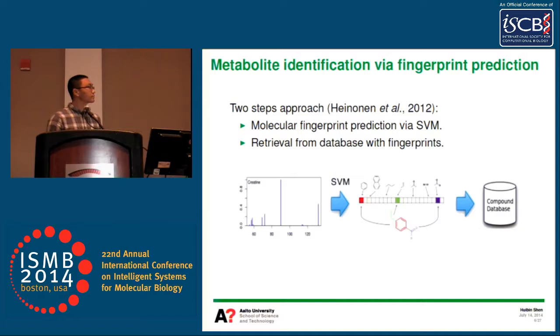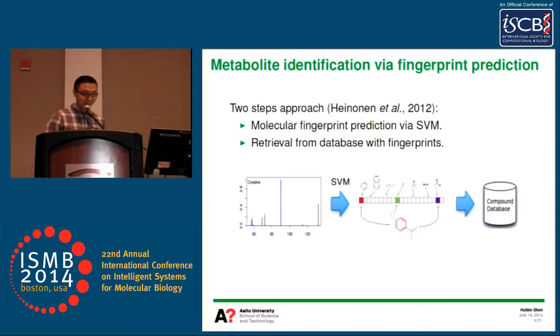And we proposed this approach 2 years ago. So first, we predict the molecular fingerprint from the tandem MS-MS. And then after the prediction, we compare the predicted fingerprint with the compound database. And we find the most similar one, and take it as the identification.